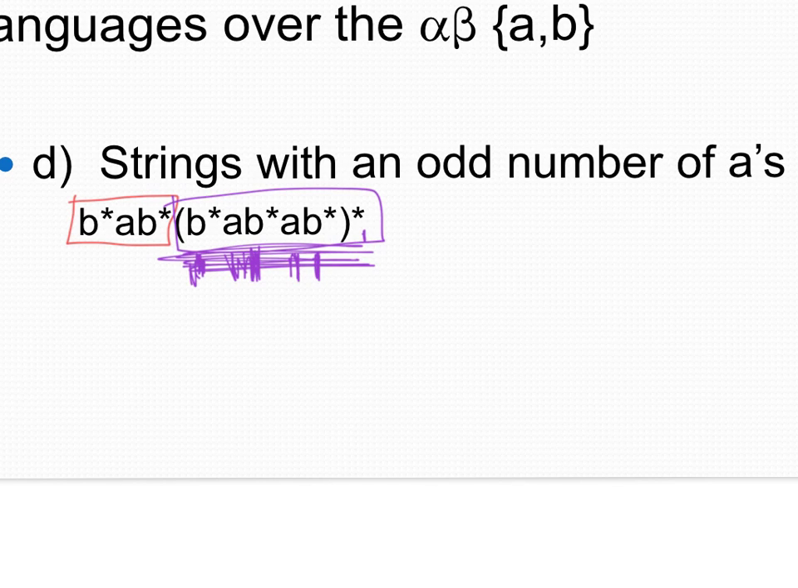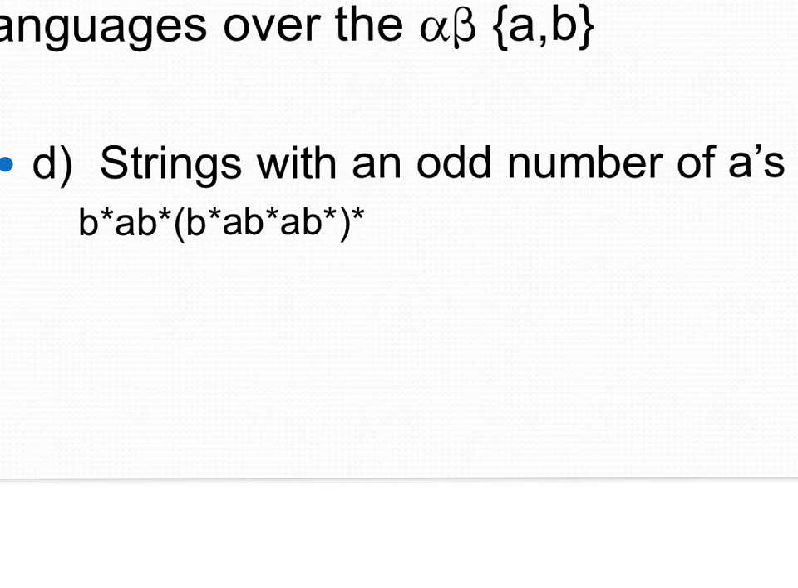So let me just clean that up for you, and you can take a look at it again. Strings with an odd number of A's. So it's strings that have at least 1 A. You have to have 1 A there. And then 0 or more extra bits in there with 2 A's each time so that we stay odd.